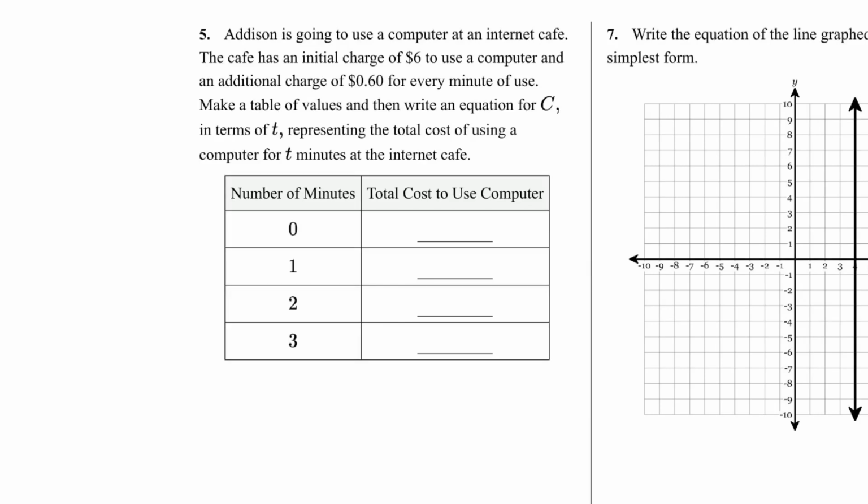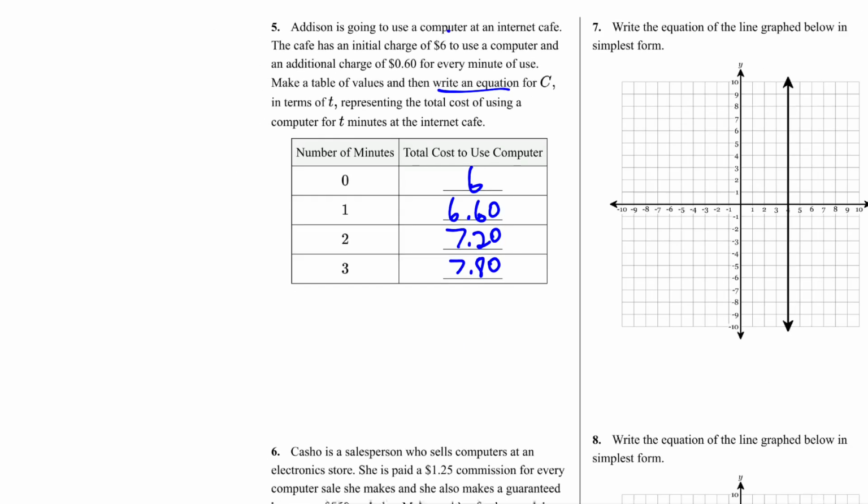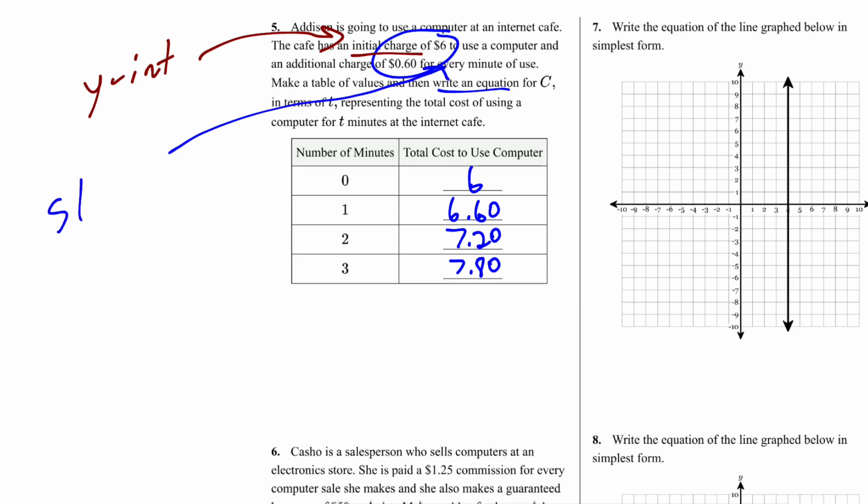These had two parts. First you had to fill in the table and then write an equation. So at 0 minutes we are charged $6 and we're increasing each time by 60 cents like this. That means one of these is my slope and one of them is my intercept. We look for keywords like initial charge, that's going to be your y-intercept, your starting value or your initial charge. And then the ones that are recurring costs, they happen every minute. That's going to be your slope.